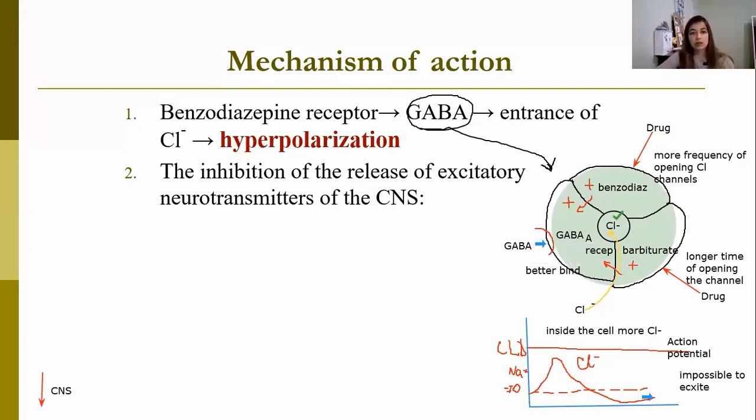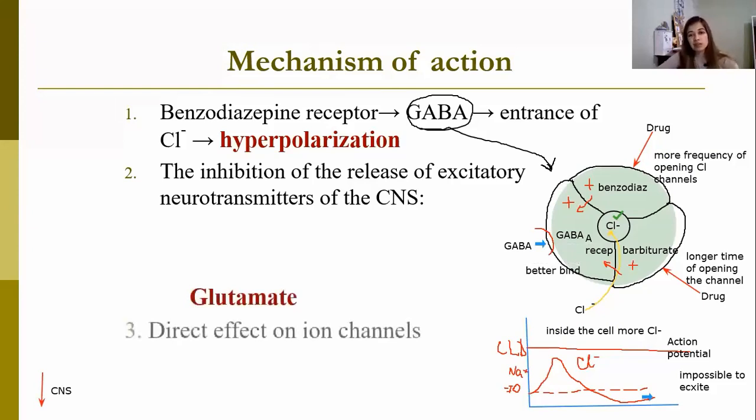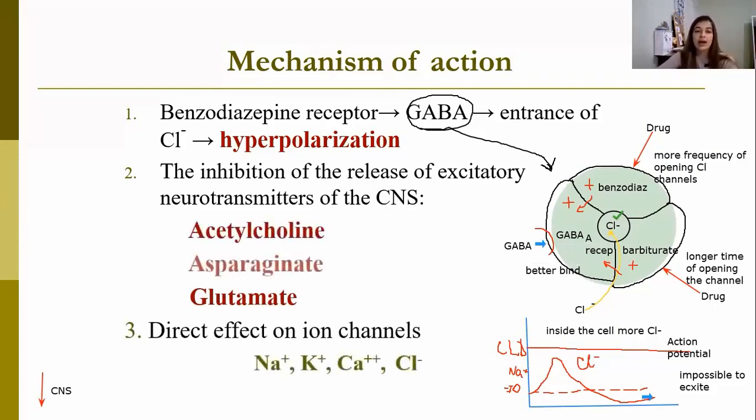What else I wanted to tell here about the release of excitatory neurotransmitters? Yes, they are acetylcholine, glutamate, and aspartate. These neurotransmitters have the opposite effect. They activate the positive ions. So in case of our problem, when we want our cells to calm down, we don't really want the positive channels open, we want the negative channels to open because we want the hyperpolarization.